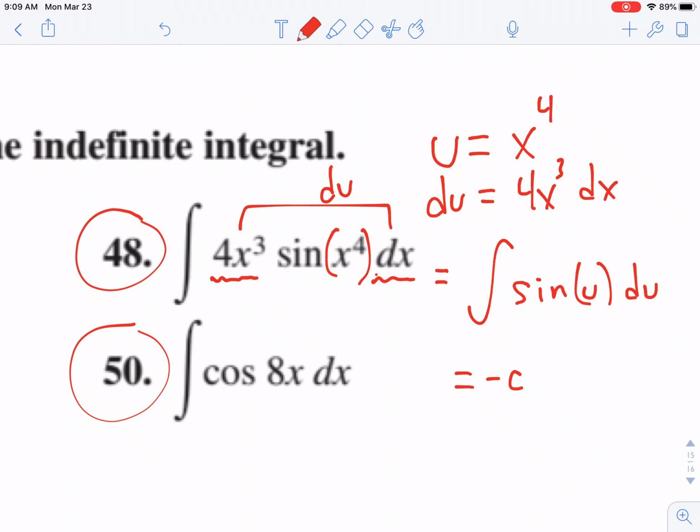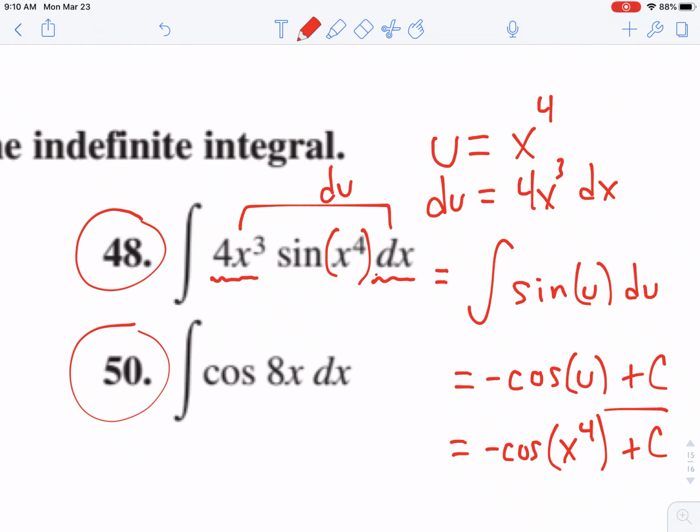The derivative of cosine is negative sine. So the derivative of negative cosine is positive sine, which means if you think about that in reverse, the integral of sine is negative cosine. So our antiderivative of sine is negative cos of u plus c. And then finally, you just plug back in for your u expression. Our u was x to the fourth. And there you have it.